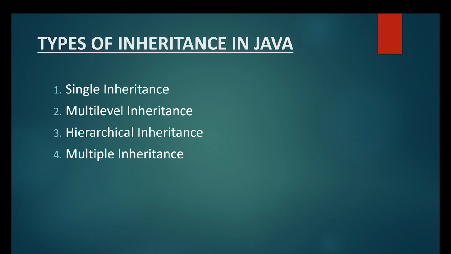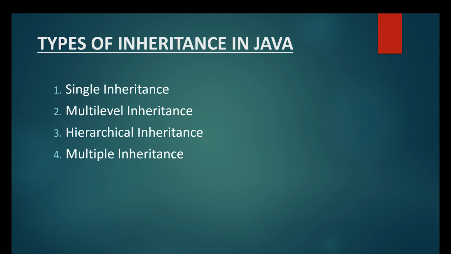Now, coming to the fourth type of inheritance in Java, that is multiple inheritance. The very first thing that you need to learn about multiple inheritance is it is not supported in Java with classes. You can achieve multiple inheritance in Java with interfaces, not with classes. Now, what is multiple inheritance? Multiple inheritance is when a class has more than one parent class, or more than one superclass, then that kind of inheritance will be called multiple inheritance.